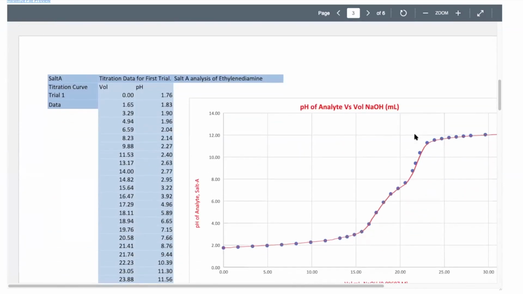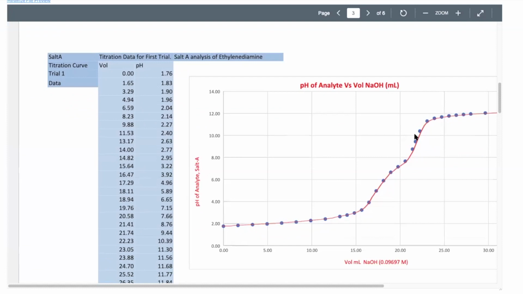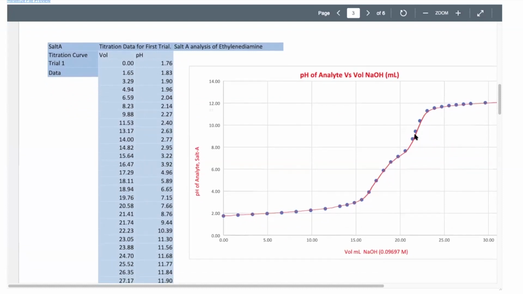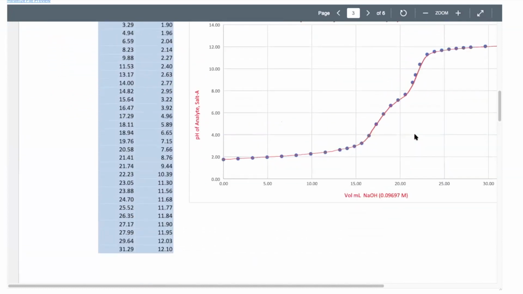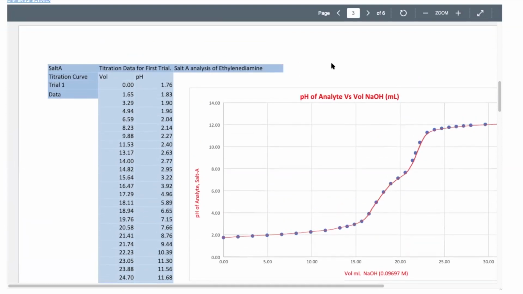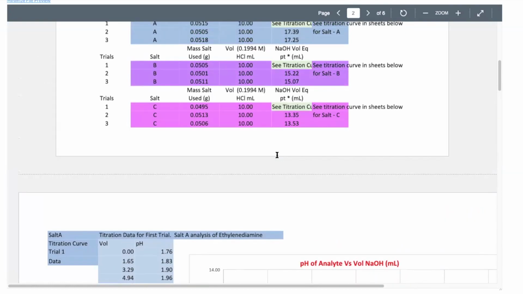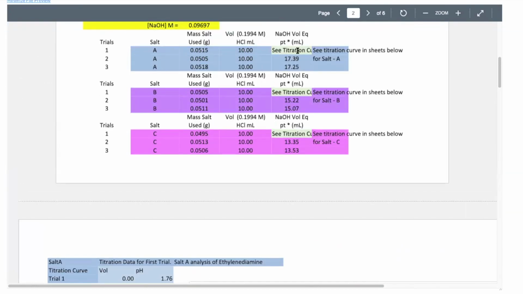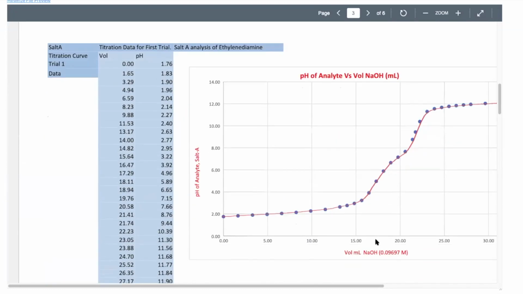These are what the titration curves look like when you do the titration. That right there is the first trial, trial 1, salt A. Remember I told you that you need to find that volume at the equivalence point and put it in here. Well, I give you the titration curve. You should be able to find that in this titration curve.